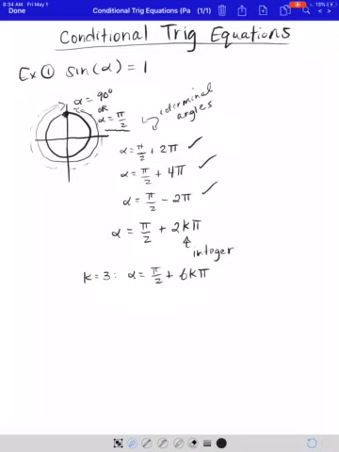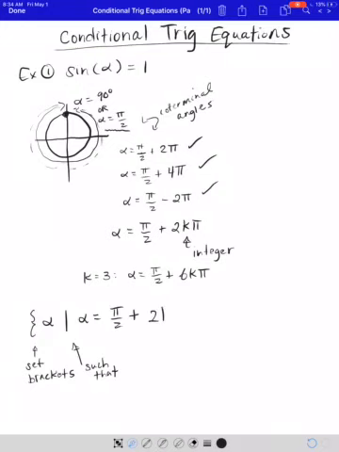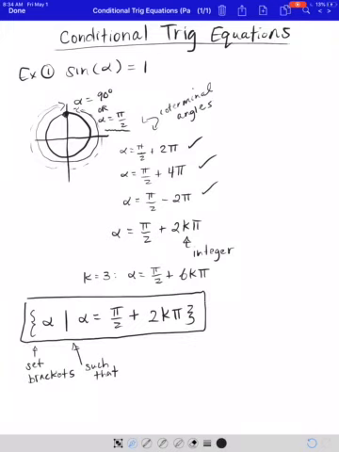Okay, so let's write down our solution, and we're going to do this using set notation. So remember these squiggly brackets, these are our set brackets. And we're going to say the set of angles alpha such that, remember this vertical bar means such that, alpha is equal to pi over 2 plus 2k pi. And this here describes all of the angles that satisfy our equation.